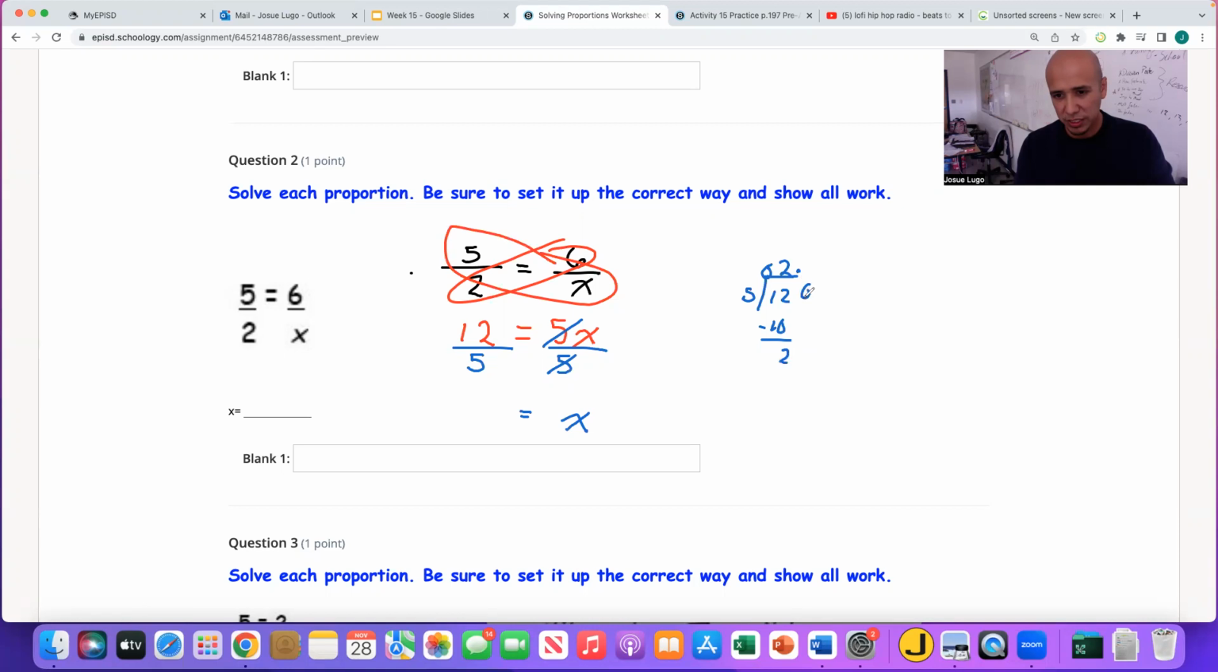And we put a decimal, bring down the 0, and 5 goes into 20 exactly 4 times. So that means that x has to equal 2.4. So as you can see, it's quite simple.